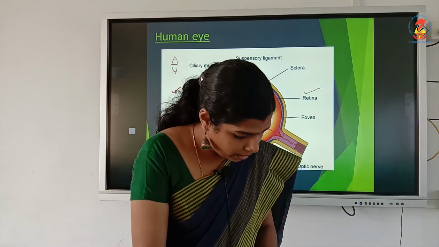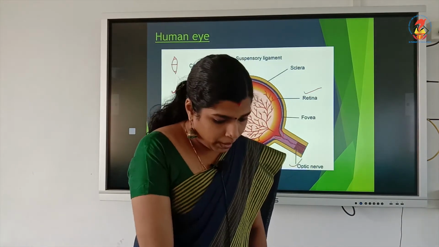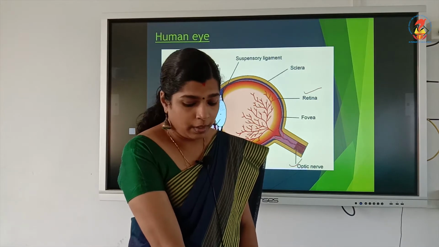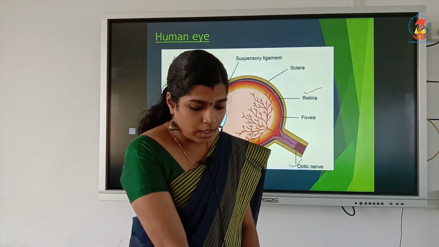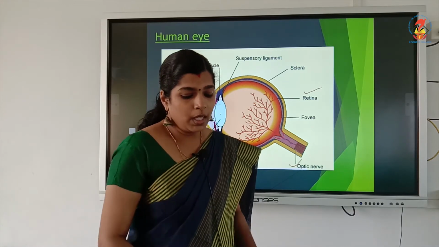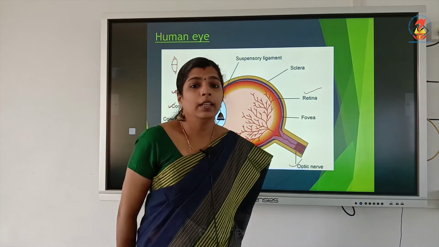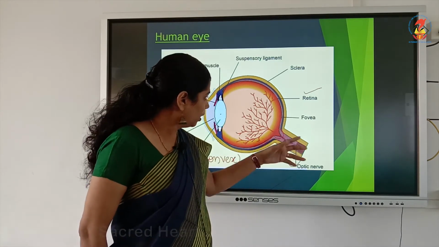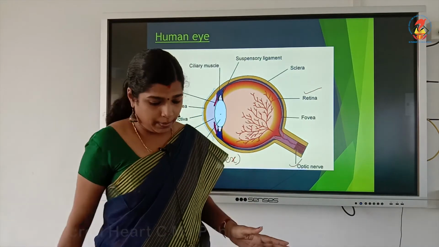Blind spot is a region on the retina at the junction of the optic nerve and the retina. There are no sensory cells at that point, hence an image formed there cannot be seen. So, if an image is formed at this point, it will not be seen.